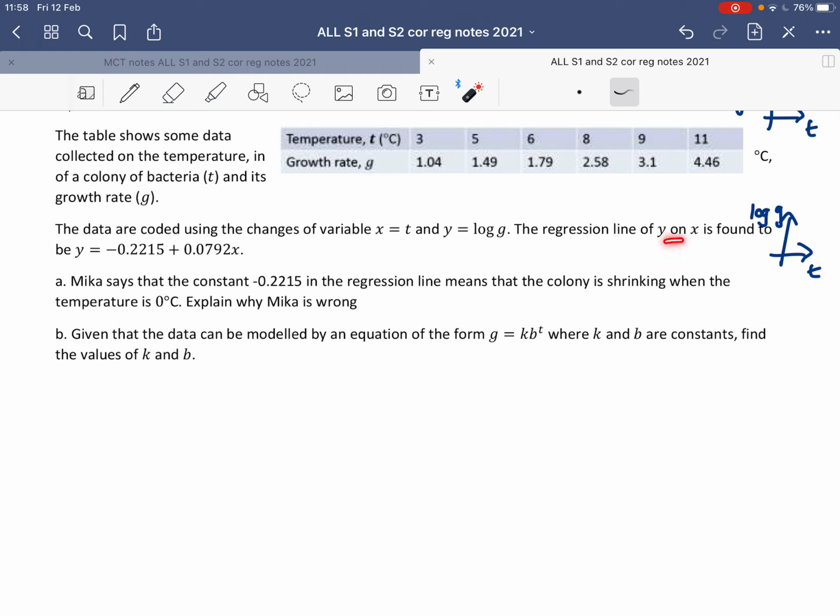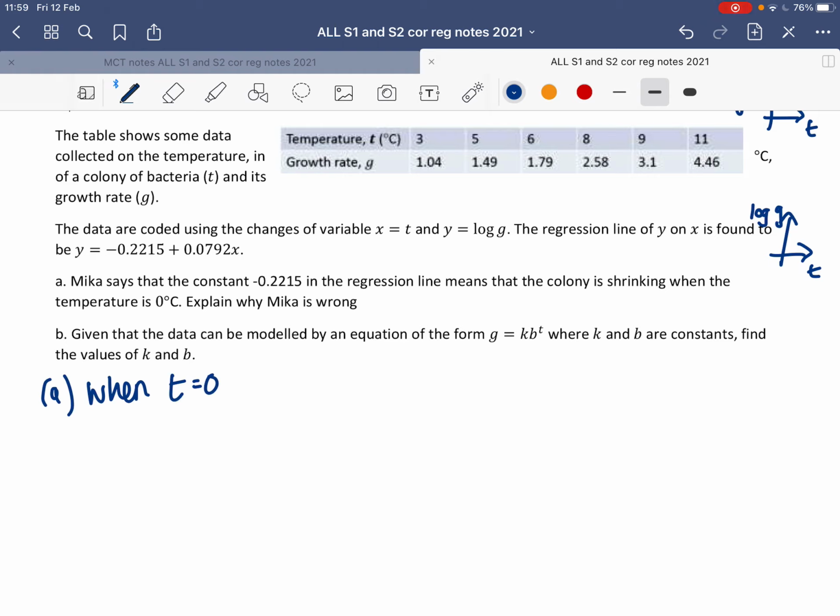So if we look back at our two types, t against log g, it's that type. But again, I don't really like to learn the rules. I prefer to feel the question. The regression line is found to be this. Right, so Micah says the constant in the equation of the regression line means the colony is shrinking when the temperature is 0. Explain why Micah is wrong.